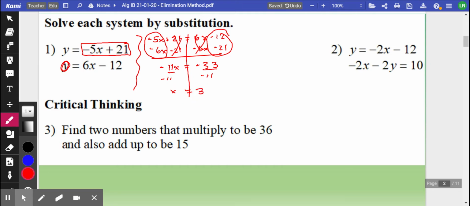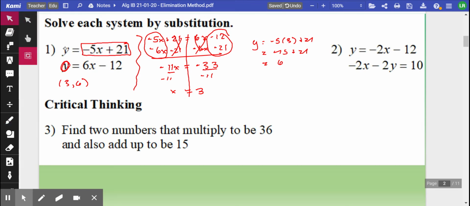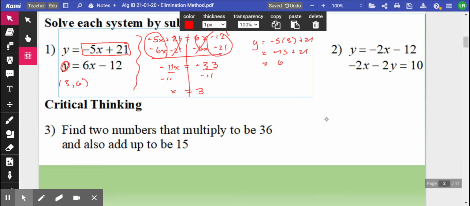Now what I need to do is plug this back in. And since they're both solved, it really doesn't matter which one. You have to choose one, and I'll just go ahead and choose that top one. So I have negative 5 times 3, because my x is 3, plus 21. So it'll be negative 15 plus 21, which is 6. So for number one, we get 3, 6. Right? 3, 6. For number two, need some space.